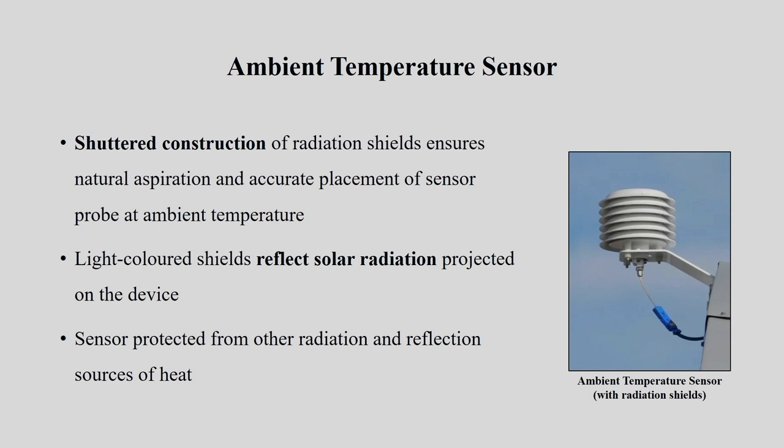Next, I am talking about the ambient temperature sensor. It has a shuttered construction of radiation shields which ensures natural aspiration and accurate placement of the sensor probe at the ambient temperature. So you can see how it is being exposed. A light colored shield reflects the solar radiation falling on the device, so sensors are protected from other radiations and reflection sources of that particular heat. It is connected like this, and you will get the recording.